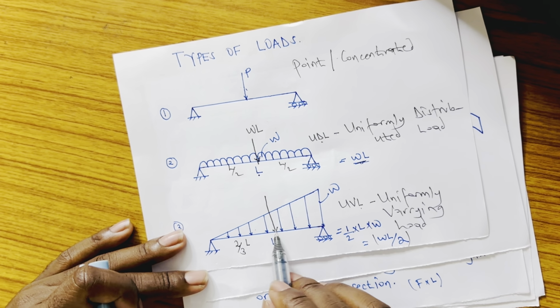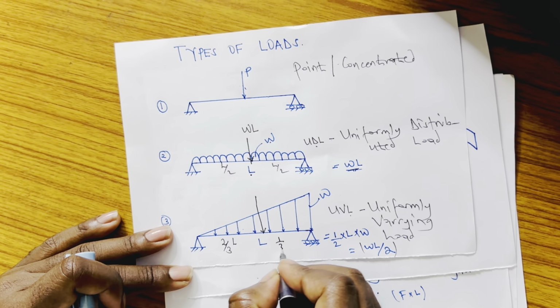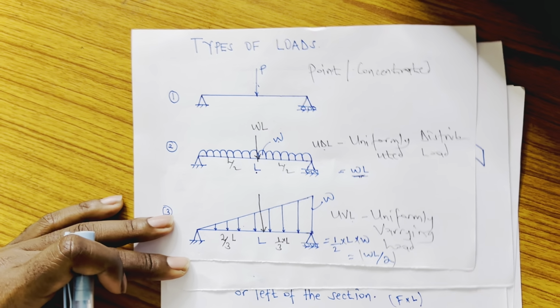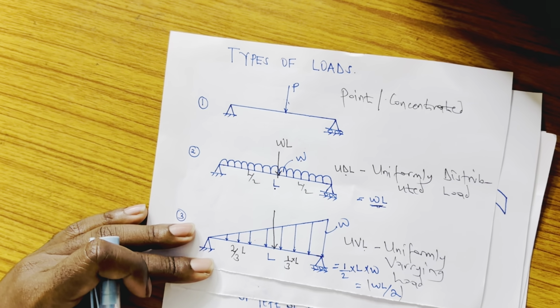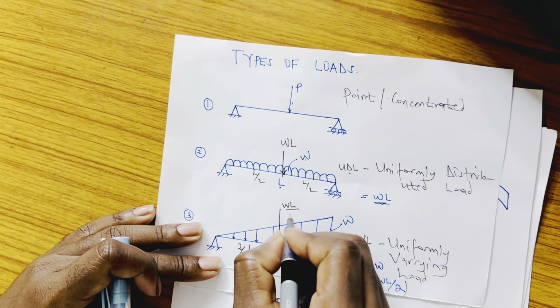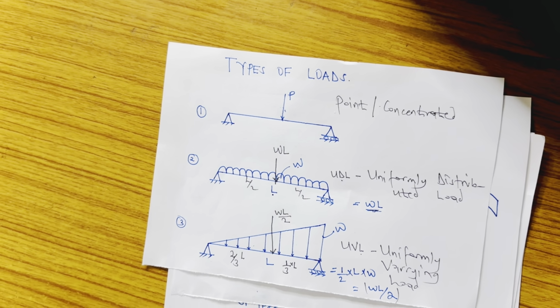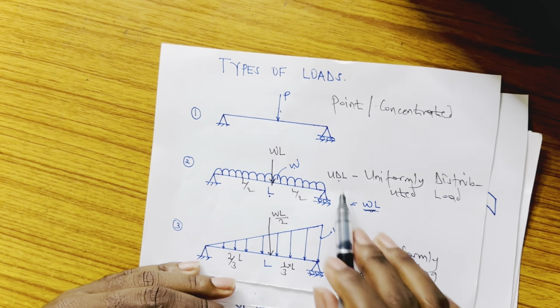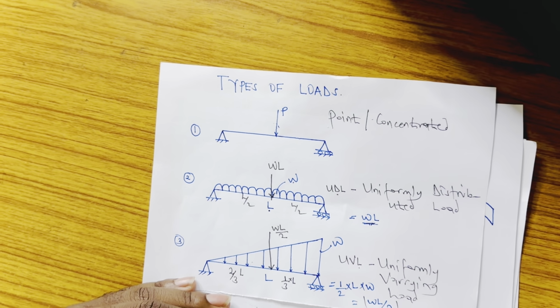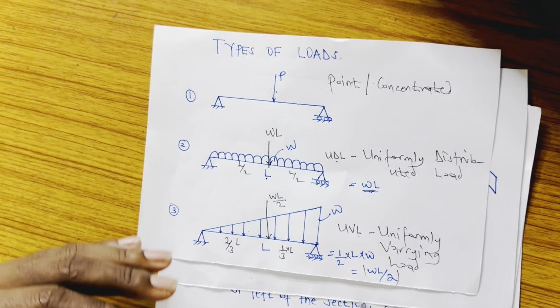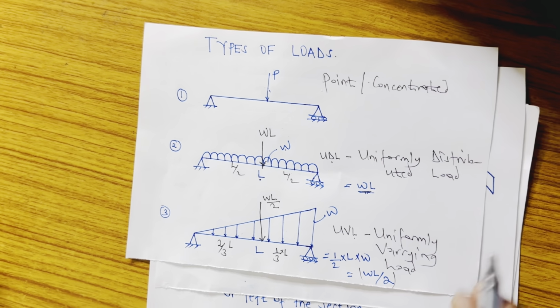Then from this bigger part, it acts at 1/3 of the span. So you need to know where to put this WL by 2. So this is how we convert a UDL and UVL to a concentrated load. It is very important. It will help us in our next calculation. So take note of that.